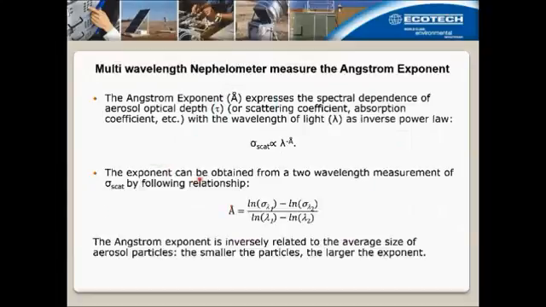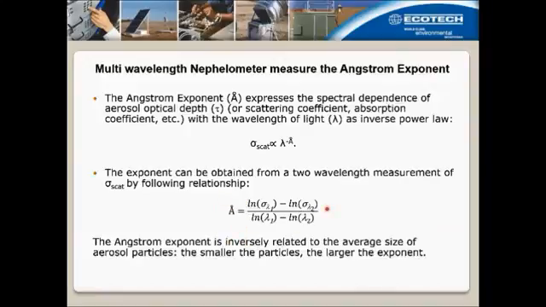With that said, you can define a quantity which is called the Angstrom exponent. This Angstrom exponent expresses the spectral dependence of the aerosol optical depth on the wavelength as an inverse power law. So the scattering coefficient is proportional to the wavelength to the power of the Angstrom exponent. The Angstrom exponent can be obtained from a two wavelengths measurement simply by the logarithm of the scattering coefficient of the one wavelength minus the other, divided by the logarithm of the wavelength difference.